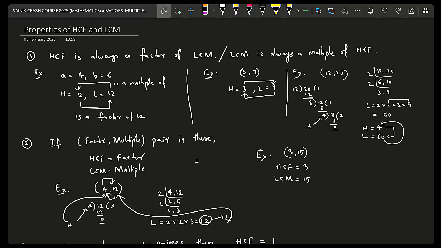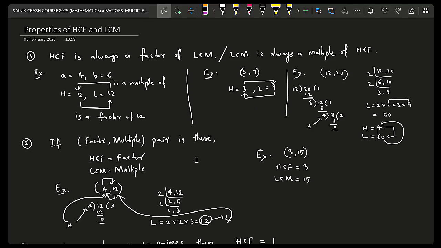Yes. Is 12 a multiple of 4? Yes. If you find the HCF, it will be the factor itself, so 4 itself. And if you find the LCM, it will be the multiple itself, that is 12. That means whenever a factor-multiple pair is there, you need not do any process for HCF and LCM. HCF will be the factor, LCM will be the multiple.